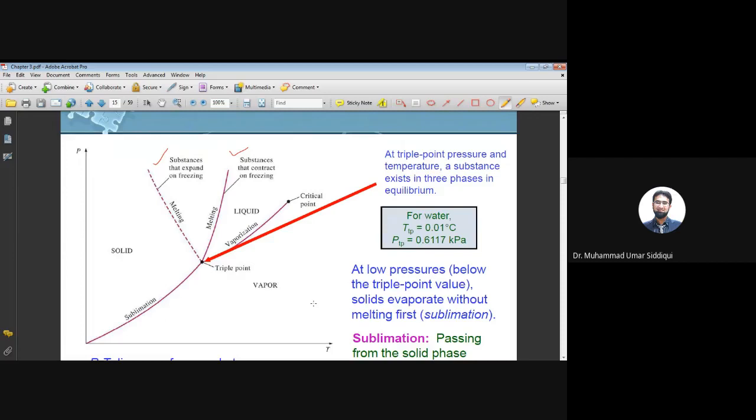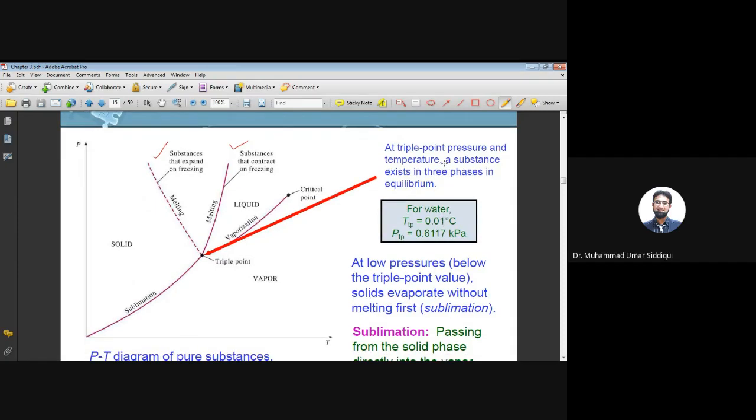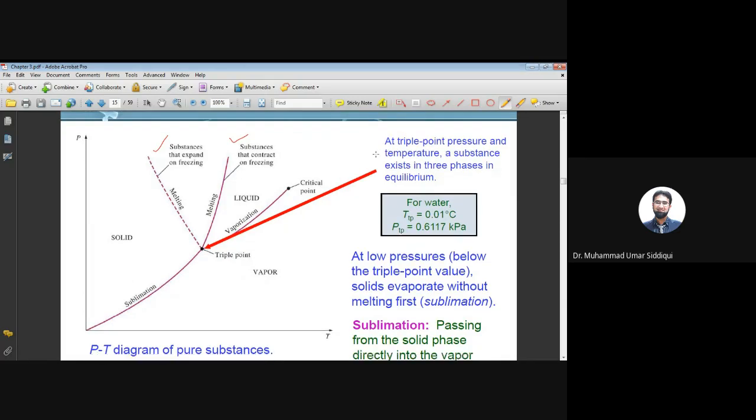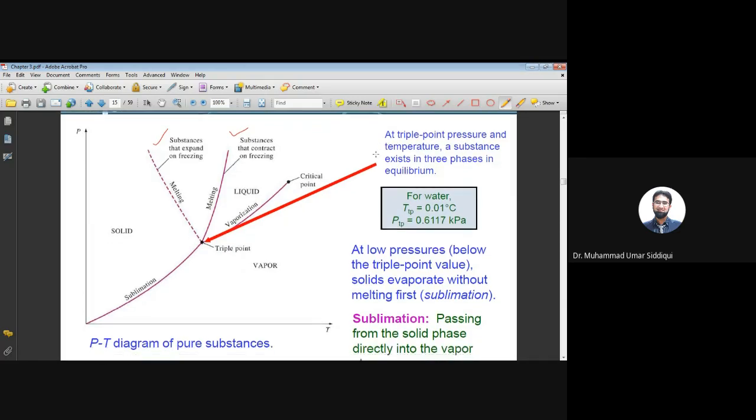Then for the specific case of water, the triple point temperature is 0.01 degree centigrade, and the triple point pressure is 0.6117 kilopascal. So this is a specific point. At the triple point pressure and temperature, the substance exists in three phases in equilibrium. All three phases will be there at the same time at this specific point.